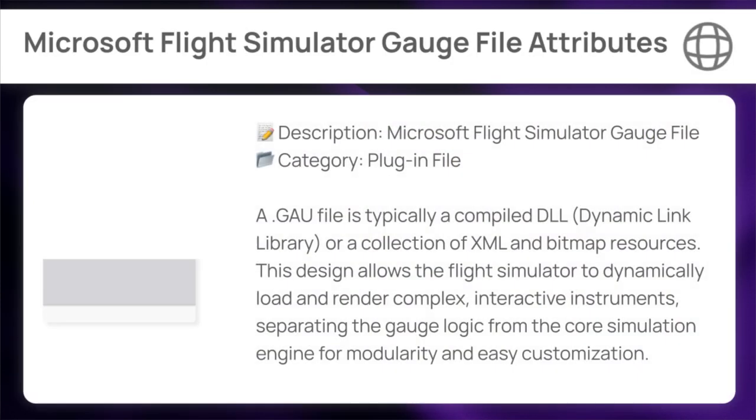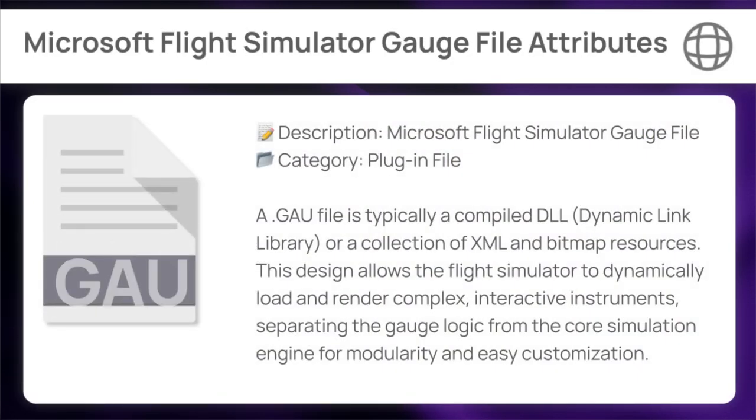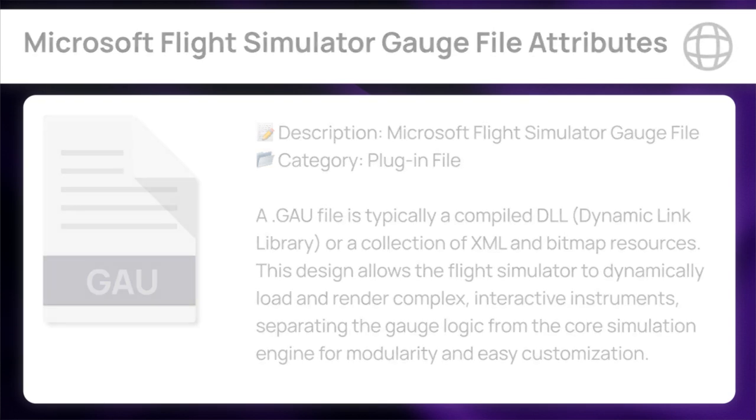A .gau file is typically a compiled DLL, dynamic link library, or a collection of XML and bitmap resources. This design allows the flight simulator to dynamically load and render complex, interactive instruments, separating the gauge logic from the core simulation engine for modularity and easy customization.